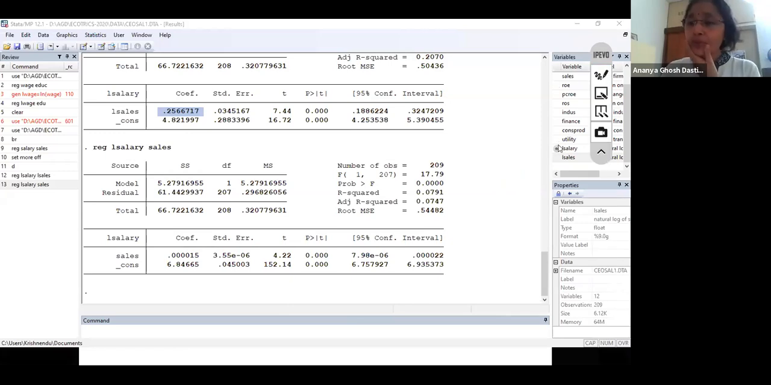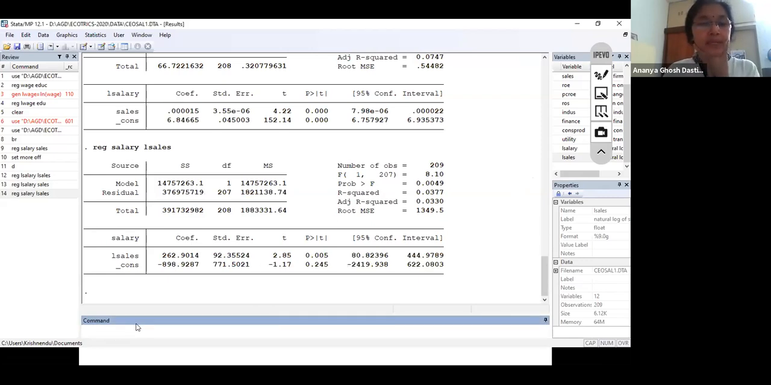This is one sort of semi-log model where the dependent variable is in log form. Now, suppose it is the other way. Suppose that my dependent variable is in level form, but this is in log form. So now this is a semi-log model where this is in levels, but this is in log. Now what do I do? I take this and I divide it by 100. So this is my beta hat.